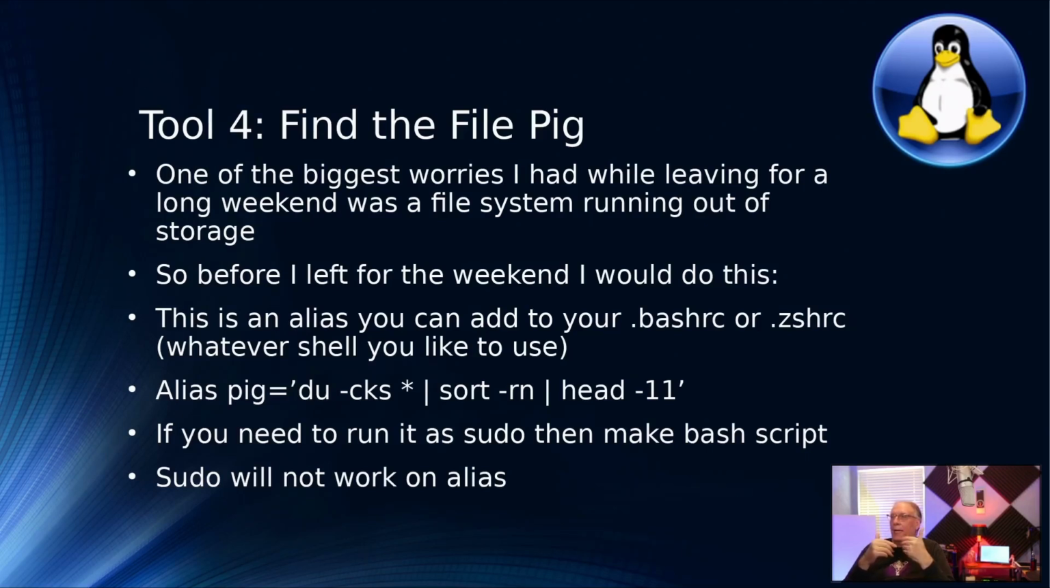So I would add an alias to my bashrc or zshrc, whatever shell you like. But I would create an alias pig, and I would set it equal to du -cks *. That gives me the file name plus the amount of blocks that it's taking, and then do a sort on the -rn, which is sorted by the largest files to the smallest. And then I only wanted to see the first 11. Now if you want to see the first 50 or the first 20, just change that -11 to whatever number of files you'd like to see.